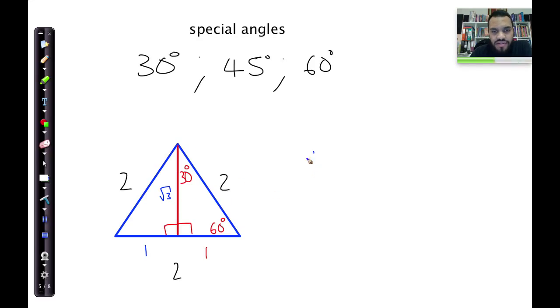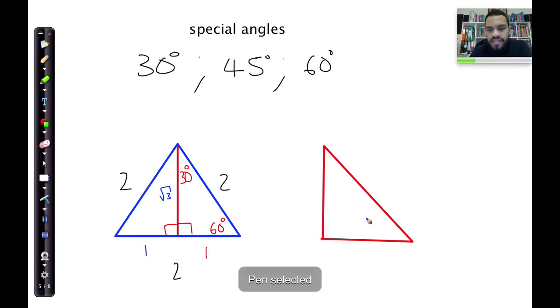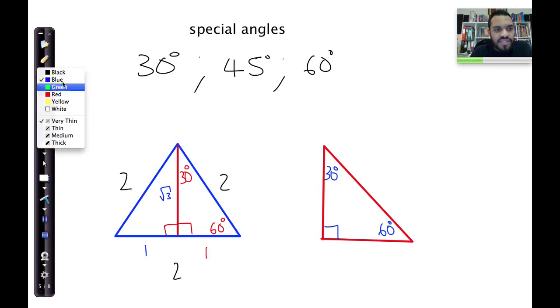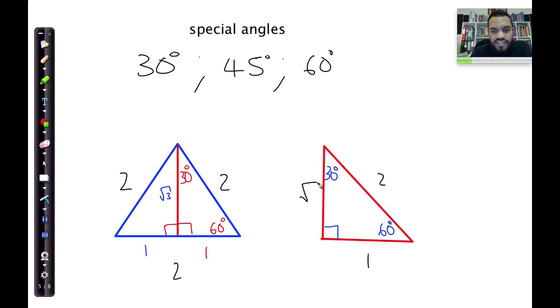So that's the first special triangle I get. I get a triangle that looks like such, and I've got angles 60 degrees, 30 degrees, right angle over there, and I've got three lengths. This length is 2, this length is 1, and this length is the square root of 3. Now from there I can read off, because they're the special angles, I can read them off from this triangle. And now I can find certain values.